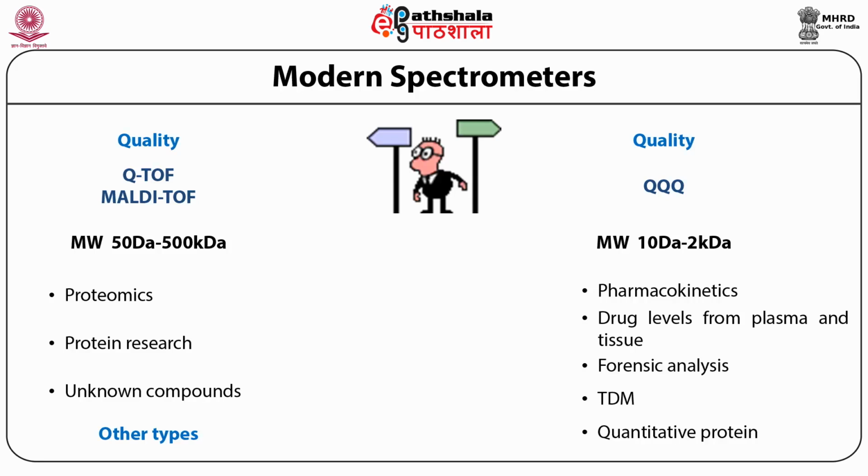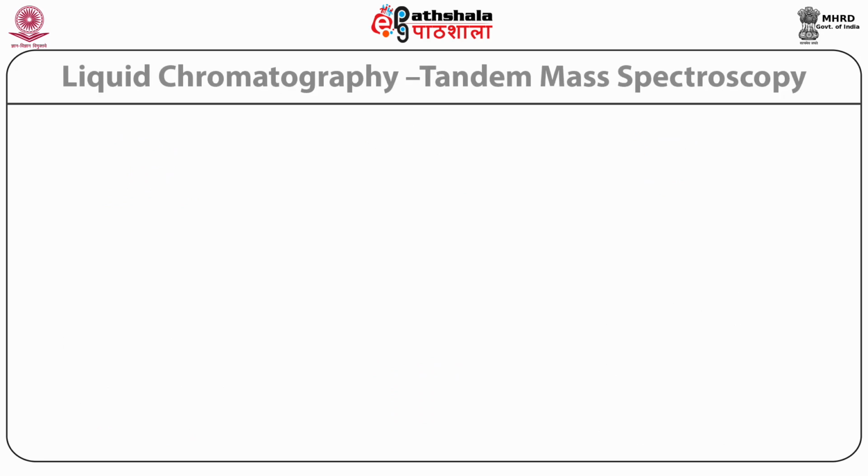There is one more type of instrument, liquid chromatography coupled ion trap instruments. These are all used for metabolism studies. It is in between these two. Therefore, today we will see about the construction of liquid chromatography tandem mass spectroscopy.